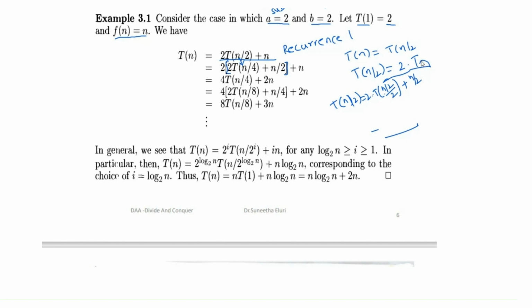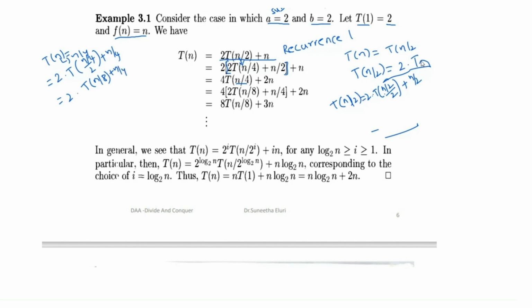Fine. Now observe here. Simplify the equation. 2 into 2 becomes 4 T of n by 4, plus 2n, because the 2 gets cancelled, and plus n becomes 2n. Now observe here, in place of n I am having n by 4. So T of n by 2 is the same equation, but in place of n I am having n by 4. So this becomes 2 into T of n by 8 plus n by 4.